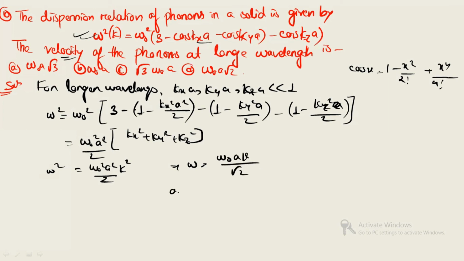And you will do d omega by dk. So if you see here, you will get omega naught a by root 2 times d dk of k. So omega naught a by root 2 is the correct option. That is option D. Done. So directly you can put the values. All right, so this is how you can calculate.